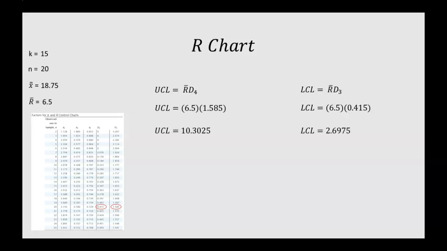We multiply those out, and we find that our upper control limit is 10.3025, and our lower control limit is 2.6975. So what does this mean? This means that all of our ranges, each sample's range, has to fall within our upper and lower control limits. Any sample with a range less than 2.6975 or greater than 10.3025, we are out of control.